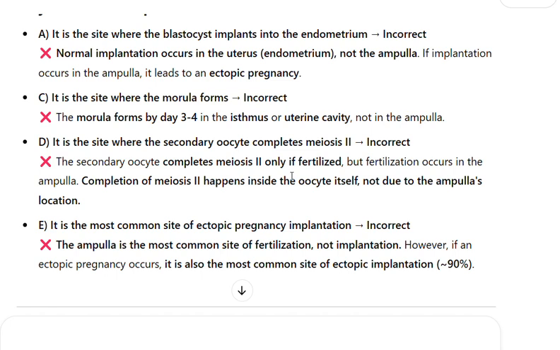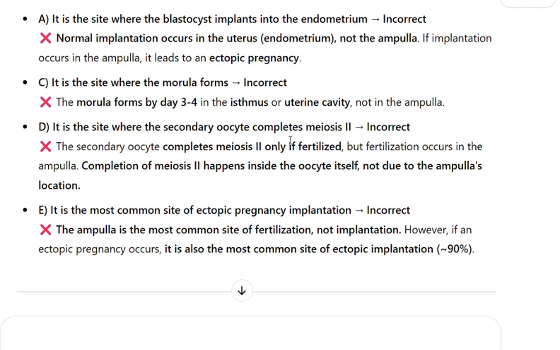E. It is the most common site of ectopic pregnancy implantation. Incorrect. The ampulla is the most common site of fertilization, not implantation. However, if an ectopic pregnancy occurs, it is also the most common site of ectopic implantation.